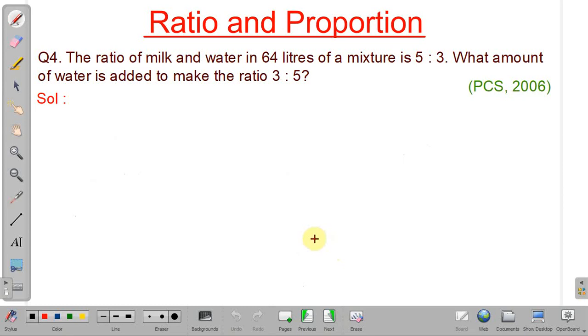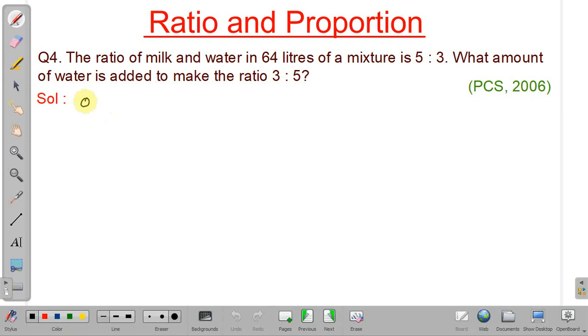See, the next problem is the ratio of milk and water is given as 5 is to 3, and the total volume of mixture is 64 liters. So what amount of water should we add to make the new ratio 3 is to 5? So how can we solve this? We can calculate the amount of milk and water in the initial mixture, and then with the help of the new ratio we can calculate the required amount of water.